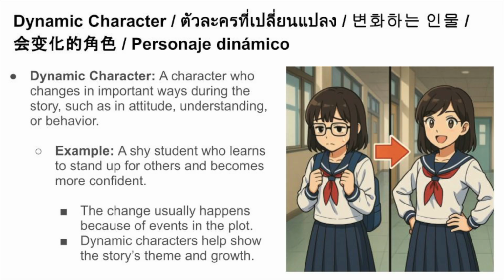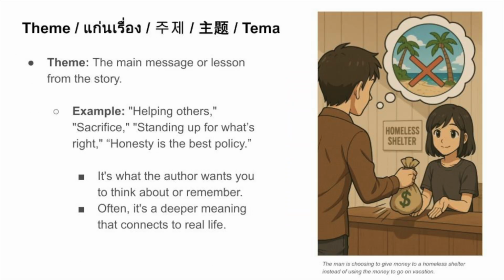Where to look, track who changes from the beginning to the end. Pay attention to changes in priorities, courage, or what a character decides matters most. Slide 13, theme. Theme is the main message or lesson from the story. Examples include helping others, sacrifice, standing up for what is right, and honesty is the best policy. Theme is what the author wants you to think about or remember. It is a deeper meaning that connects to real life.